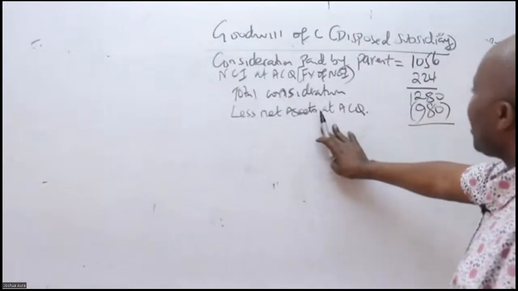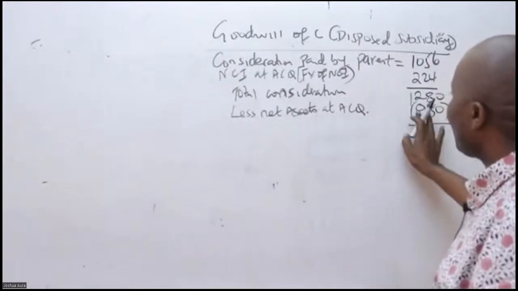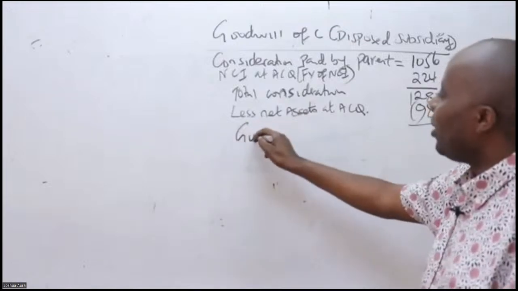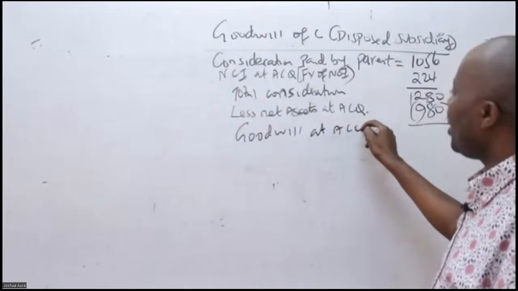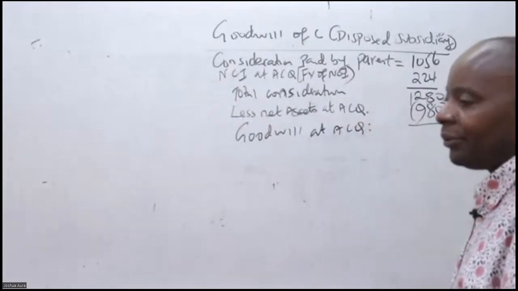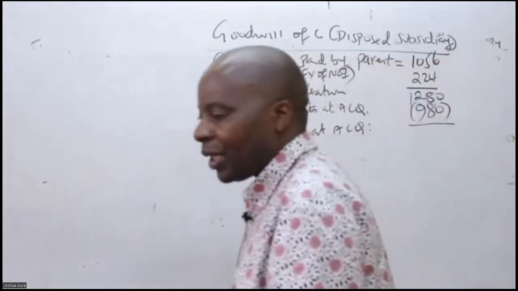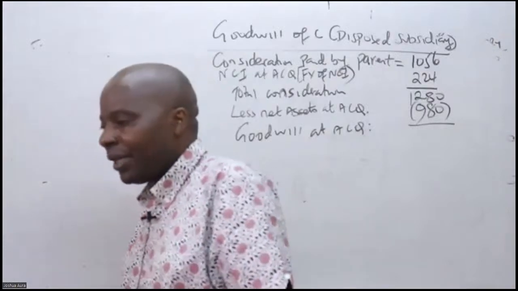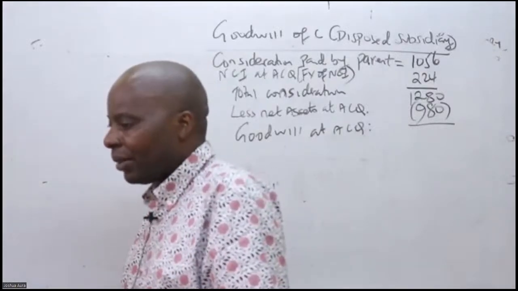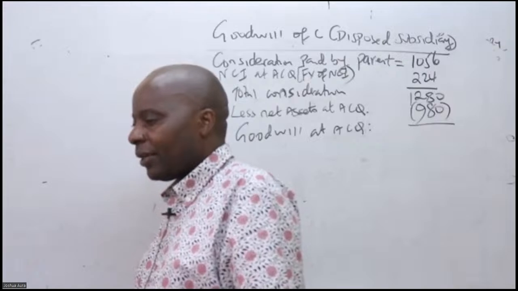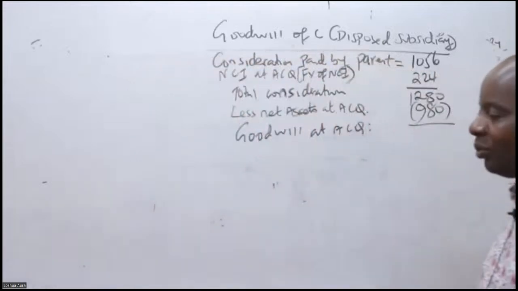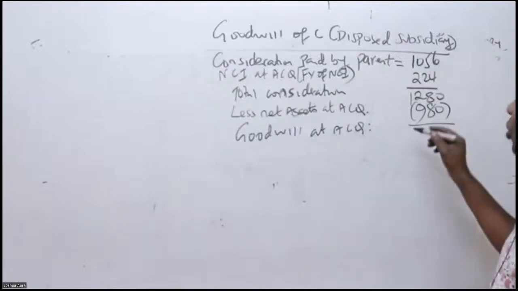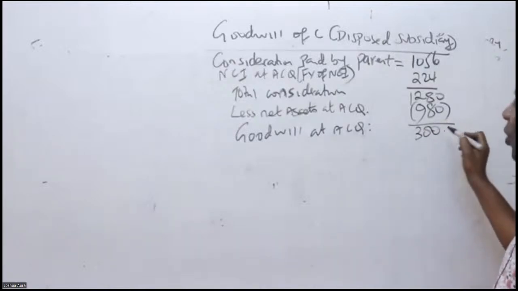Less net assets at acquisition, 980. So you subtract here, whatever you get will be goodwill at acquisition. Are you able to get this figure? So they're telling me it is 300. Mark you, this thing is very important and you'll be able to get most of your marks here. So goodwill at acquisition is 300.